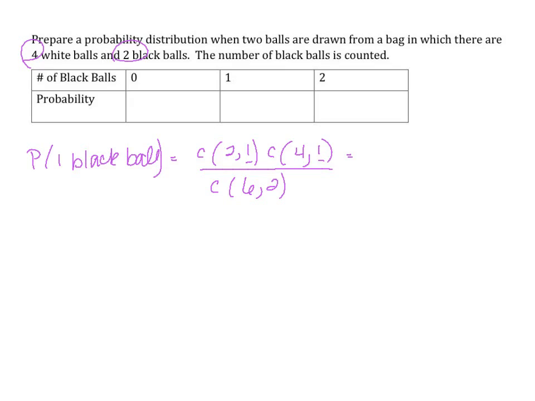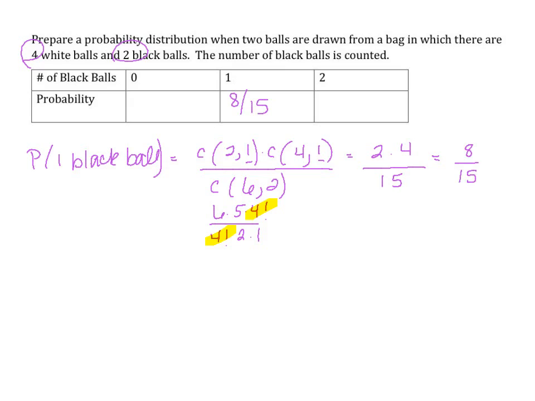Alright, so we know that anything choose 1 is that anything. So 2 times 4, so 2 choose 1 is 2, and 4 choose 1 is 4, over, and then I need to determine what 6 choose 2 is. 6 choose 2 is equivalent to 6 minus 2, which is 4, so 4 factorial times 2 times 1. So on the top I can stop at 4 factorial, knowing that I'm going to be able to get rid of some options. 6 times 5 is 30, divided by 2 is 15. So this is equivalent to 8 over 15, which I cannot reduce.